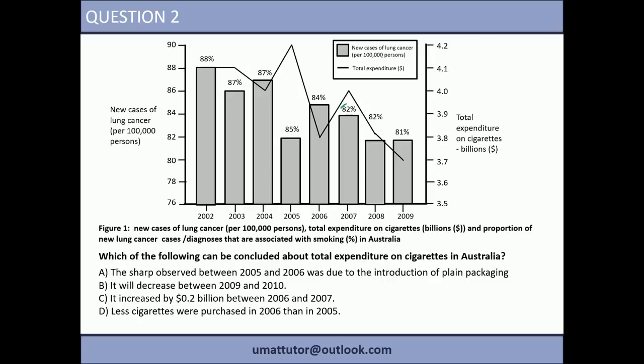Well, again, that probably is correct, because you can see there's a sharp drop here between 05 and 06. So there probably were less cigarettes purchased in 06. But we can't be sure, because the graph is showing the expenditure in terms of money, not the actual number of cigarettes. So if there was a change in the price of cigarettes, if cigarette prices dropped dramatically, say, then it's possible that still more cigarettes were purchased in 06, but the total expenditure still went down. And for that reason, the answer here is option C.